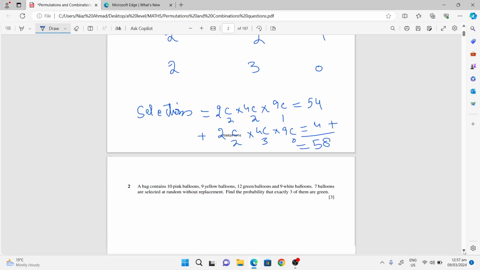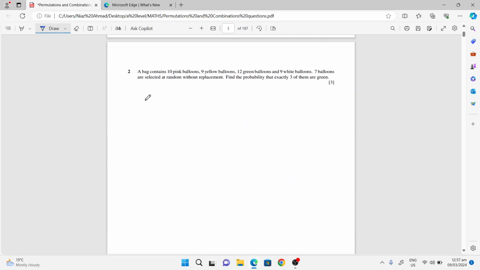The next part, a bag contains 10 pink balloons, 9 yellow balloons, 12 green balloons, and 9 white balloons. 7 balloons are selected at random without replacement. Look, without replacement, find the probability that exactly 3 of them are green.